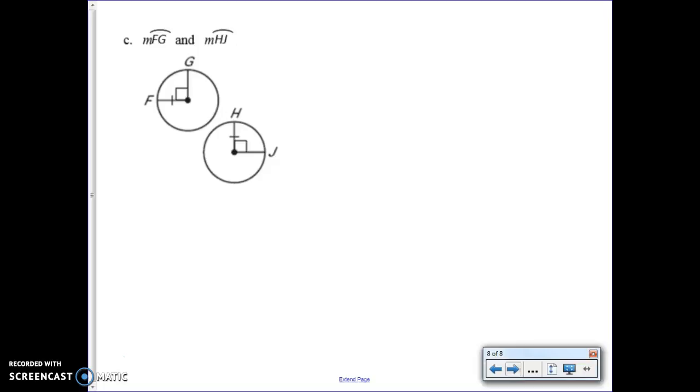Alright, for the last one, we have arc FG and arc HJ. We have two congruent circles and they have the same measure. So here we can say, yes, they are congruent.